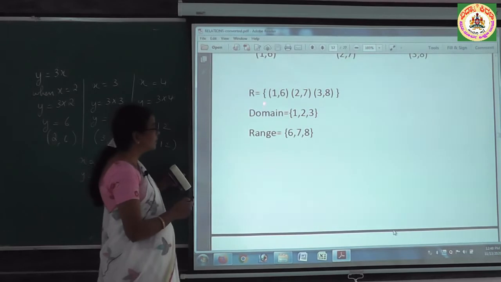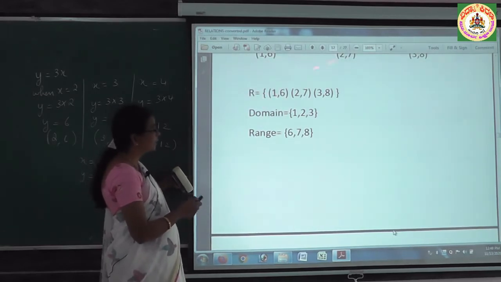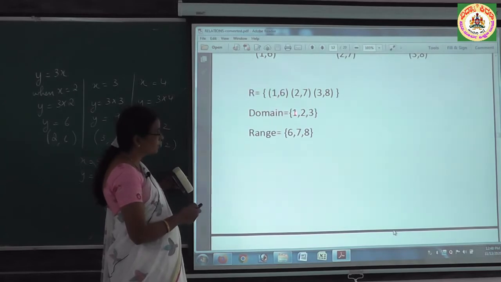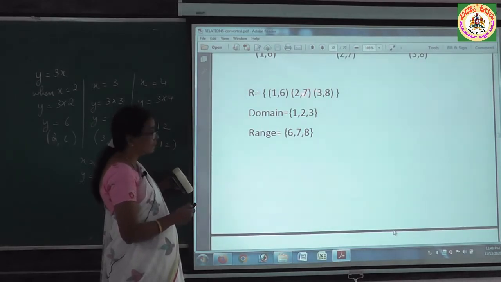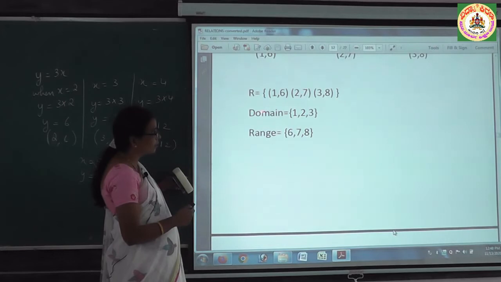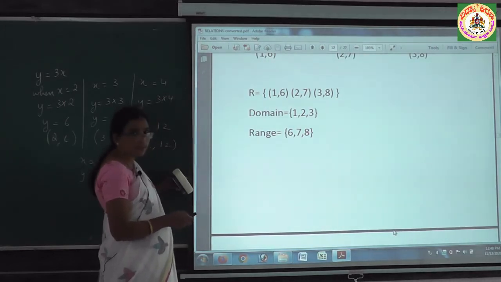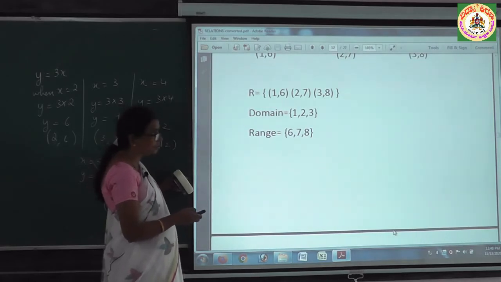Here, the relation is, we have calculated already the ordered pairs 1 comma 6, 2 comma 7, 3 comma 8. First one is the domain. Therefore, domain is the first elements 1, 2 and 3. Range is 6, 7 and 8. Here also the marks are distributed for finding the relation 1 mark, domain 1 mark and range 1 mark. This type of example is continued in second year also.